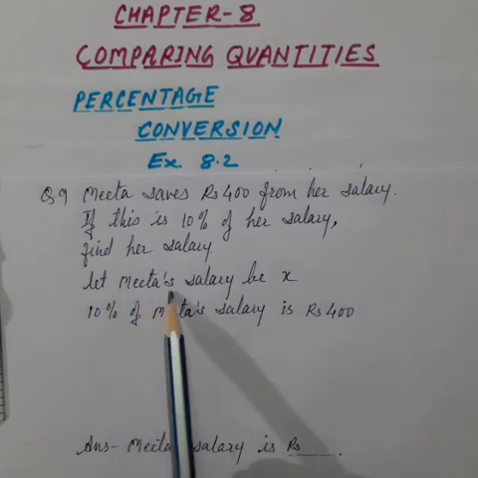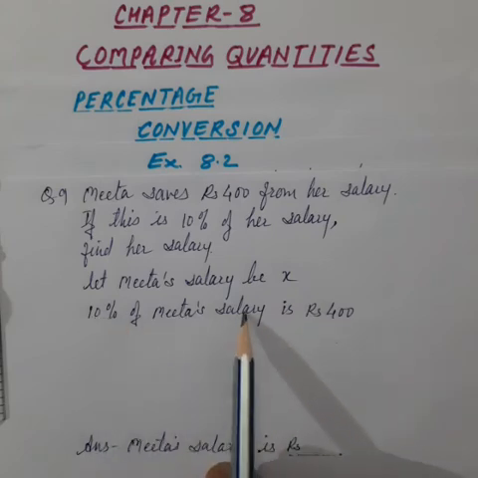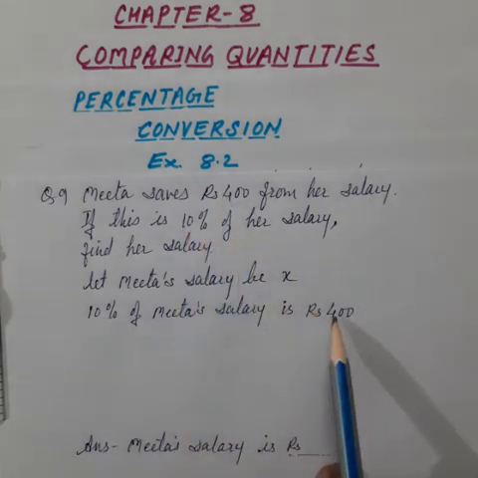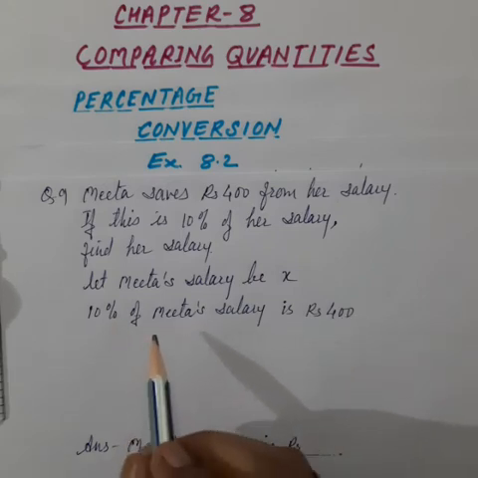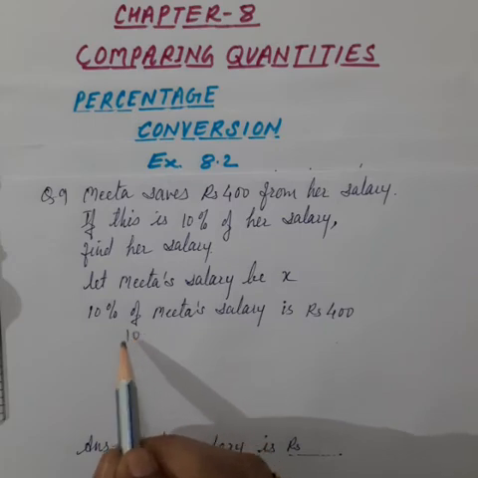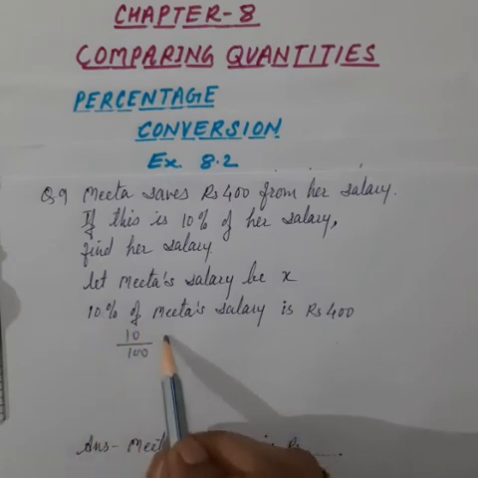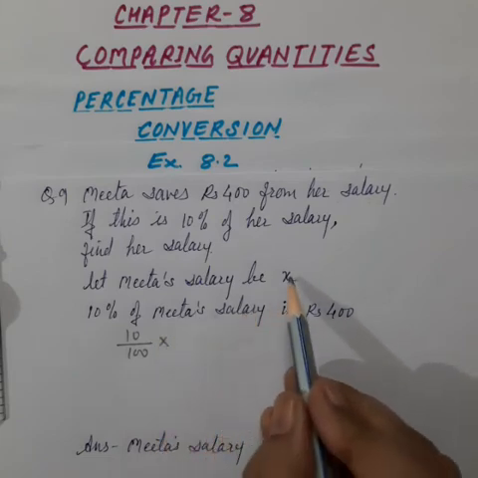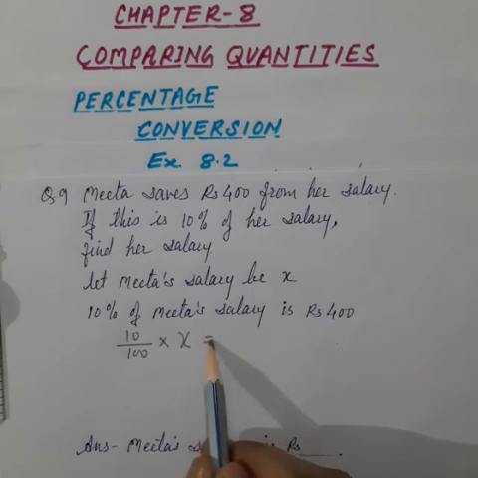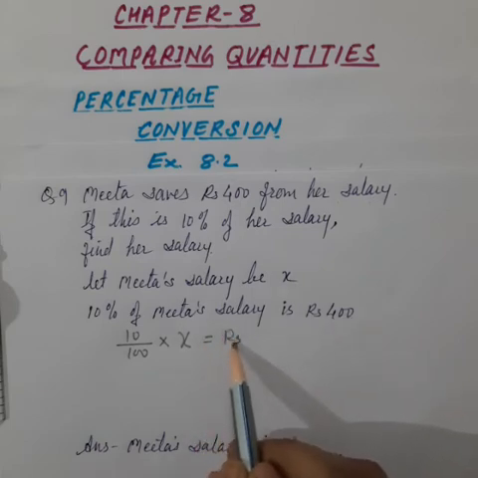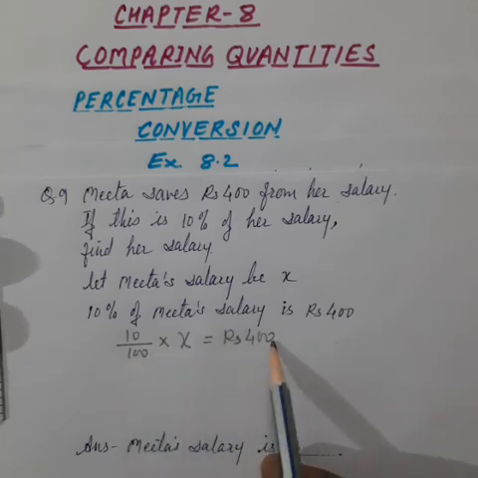So let Meeta's salary be X. 10% of Meeta's salary is rupees 400. Rupees 400 is saving here. So let us write the statement. 10 for percent, write 100 in denominator. Of means into, Meeta's salary is unknown. We have taken it as X. Is means equal to. And saving is rupees 400. Here, this is the equation.